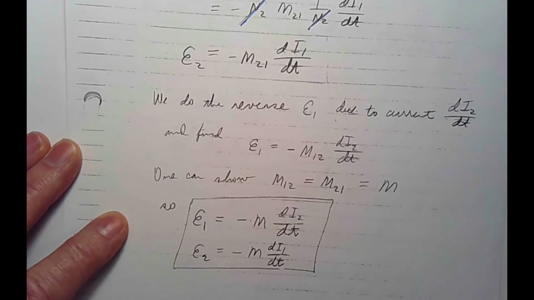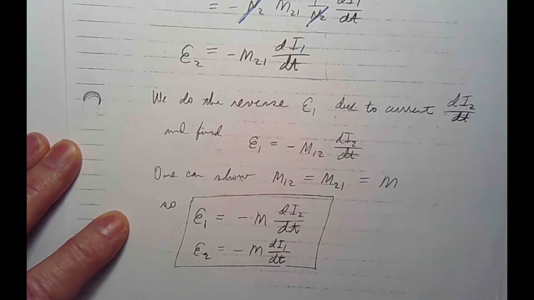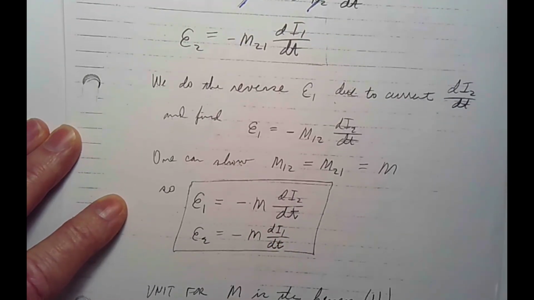These are circuit equation relationships that say that EMF1 is minus M times the current rate of change in 2, and EMF2 is minus M times the current rate of change in 1. The unit of mutual inductance is the Henry. If you look for M by itself, it's 1 volt second per ampere.